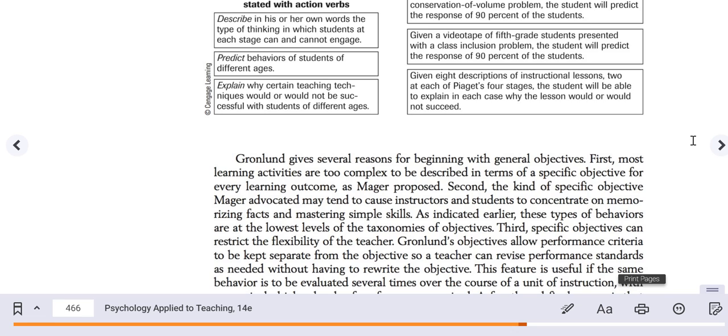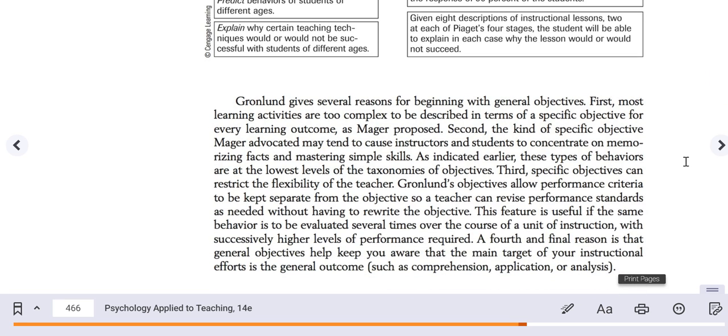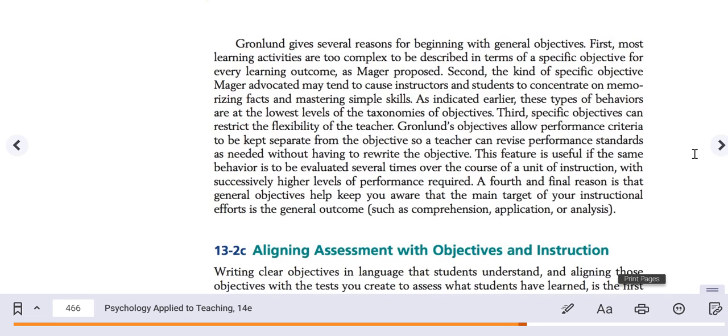Gronlund gives several reasons for beginning with general objectives. First, most learning activities are too complex to be described in terms of a specific objective for every learning outcome as Mager proposed. Second, the kind of specific objective Mager advocated may tend to cause instructors and students to concentrate on memorizing facts and mastering simple skills. And as indicated earlier, these types of behaviors are at the lowest levels of the taxonomies of objectives.